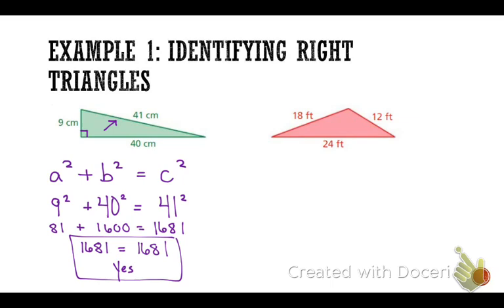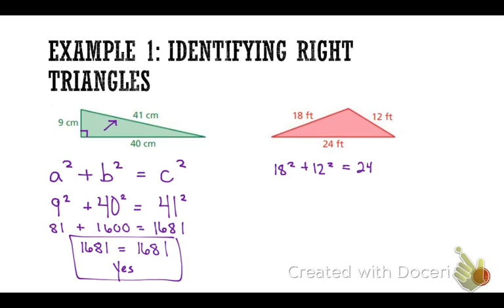Okay, so this one was a little tougher. Which one did you say was C, or your hypotenuse? 24. Now, the right angle was a little harder to identify, but I do know that 24 is the longest side, and that's another hint on the hypotenuse, that it's the longest side length. So 18 squared plus 12 squared equals 24 squared.